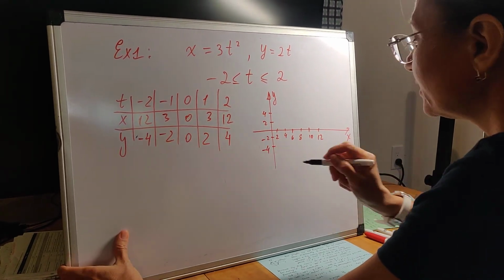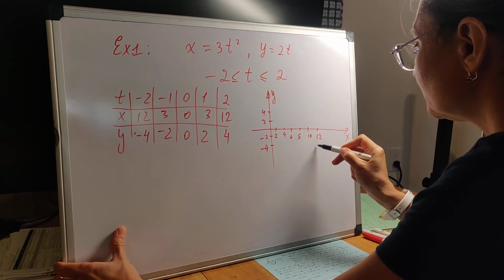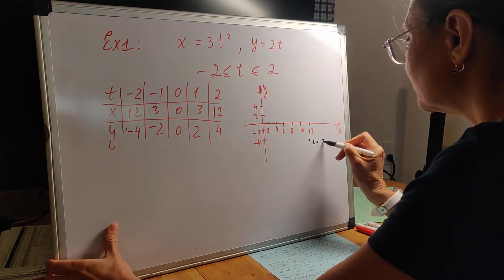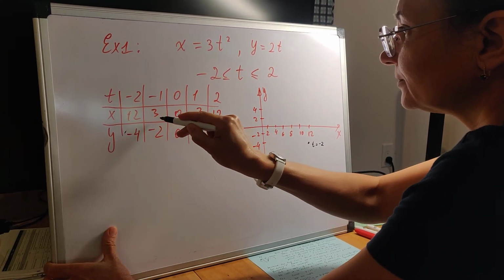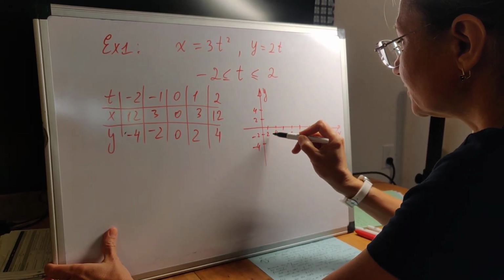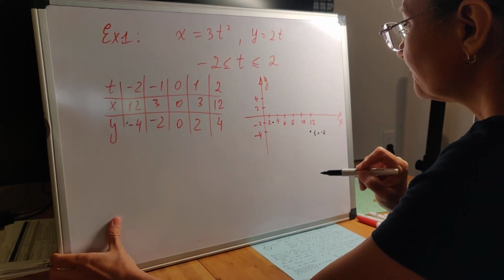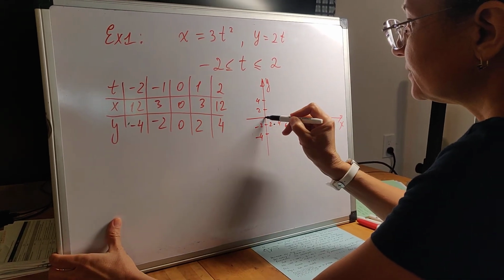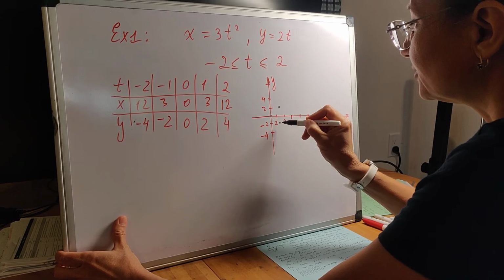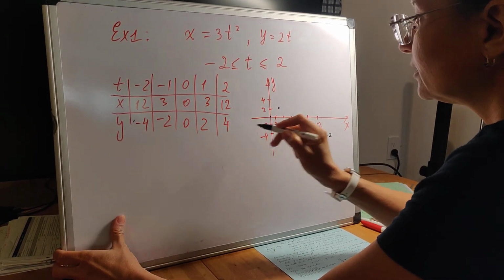X equals 12, y equals -4, so it's 12, -4, the point somewhere here. I'm going to label it t equals -2. X equals 3 and y equals -2. 3, somewhere here, -2, the point is here. Next point is 0, 0. Next point is 3, 2, somewhere here, symmetrical to this one. And the last point is 12, 4.